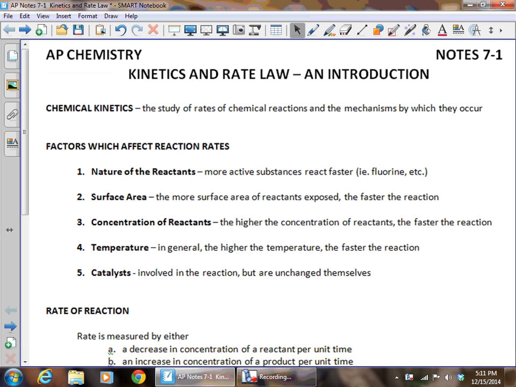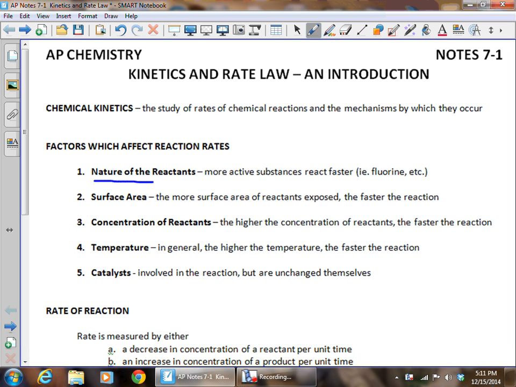So today we're going to begin our journey into the world of kinetics and rate law. When we talk about chemical kinetics, we're talking about studying how chemical reactions occur, the steps or mechanisms they occur in, and also how fast they're reacting. And there are factors that affect how fast these reactions occur, or the reaction rate.